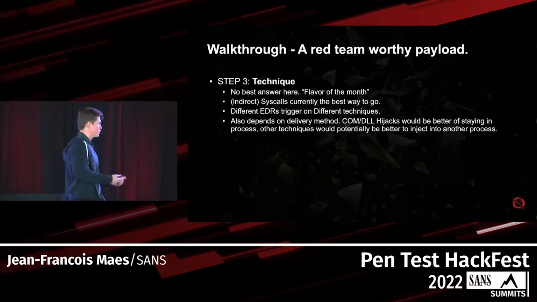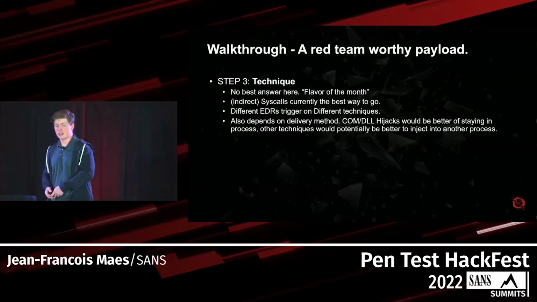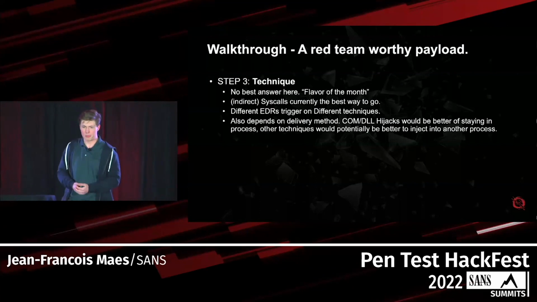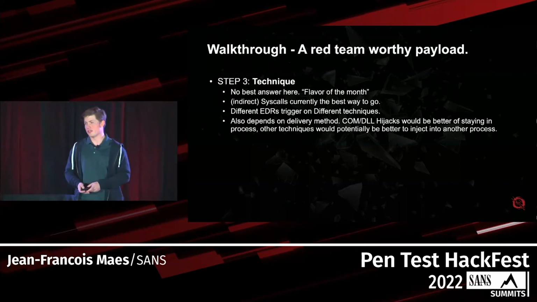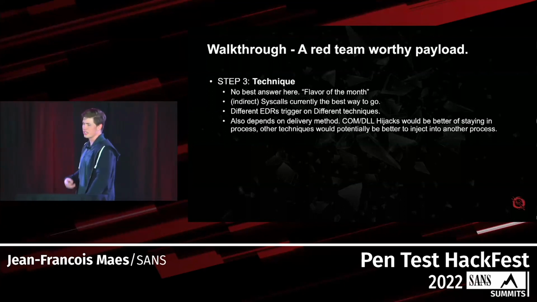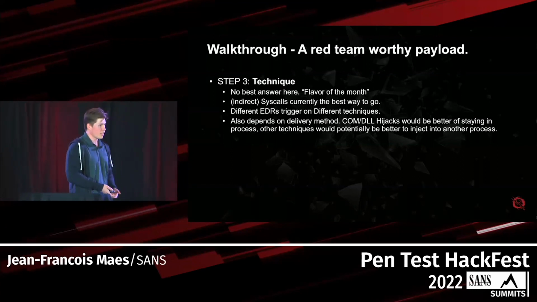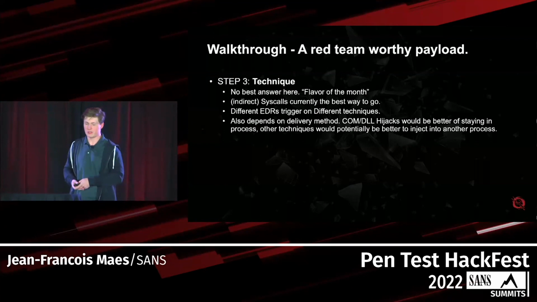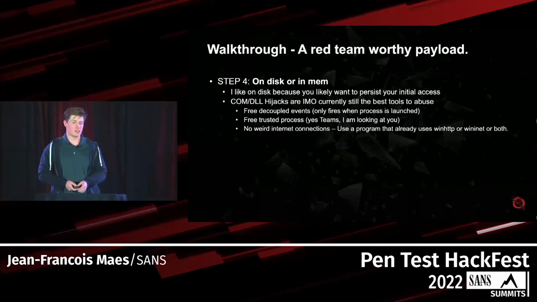Indirect syscalls or syscalls in general are still currently the best way to go, but different EDRs trigger on different techniques. Defender for Endpoint will trigger on other things than CrowdStrike would, and vice versa. Also depends on the delivery method. Some things are considered more malicious than other things, as I already mentioned. My favorite thing to do would be COM hijacking or DLL hijacking, as that automatically gives you that trusted process with internet connection, which gives you a bit more freedom and breathing room for your operations.